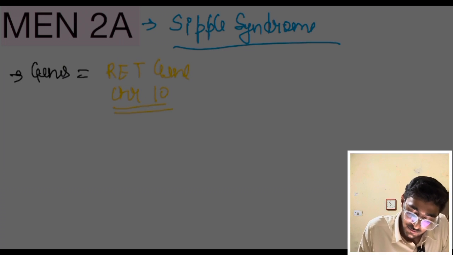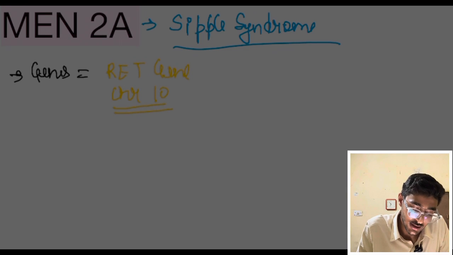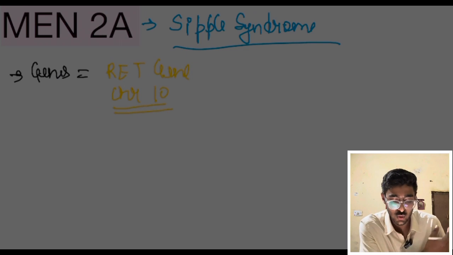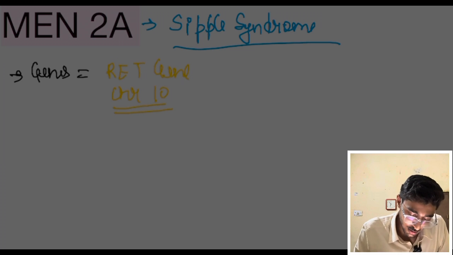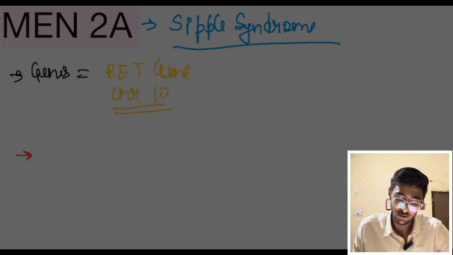The MEN gene, in MEN 1 syndrome, was located on chromosome number 11, and the RET gene is located on chromosome number 10. Now let's see what are the glands which are involved in MEN 2A syndrome. Yes, we will see the similarities and differences from MEN 1 and MEN 3 syndrome.